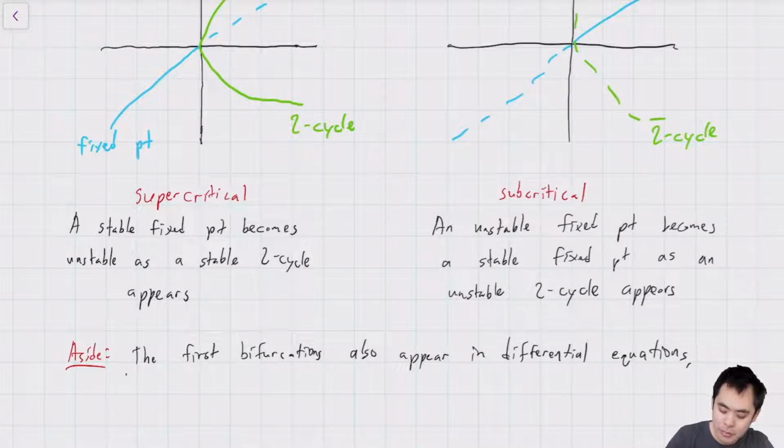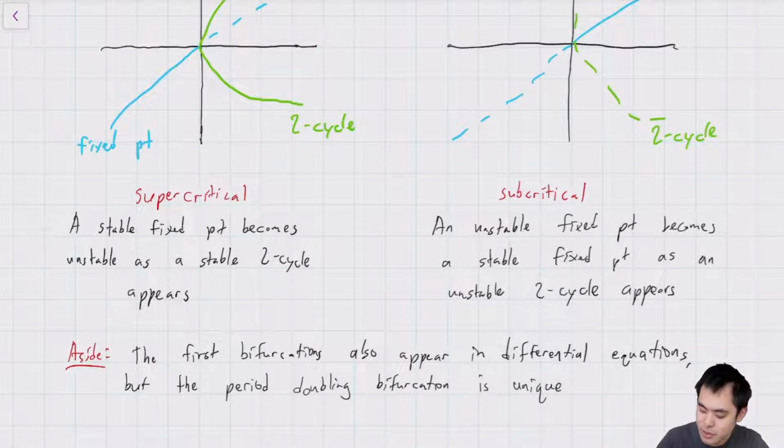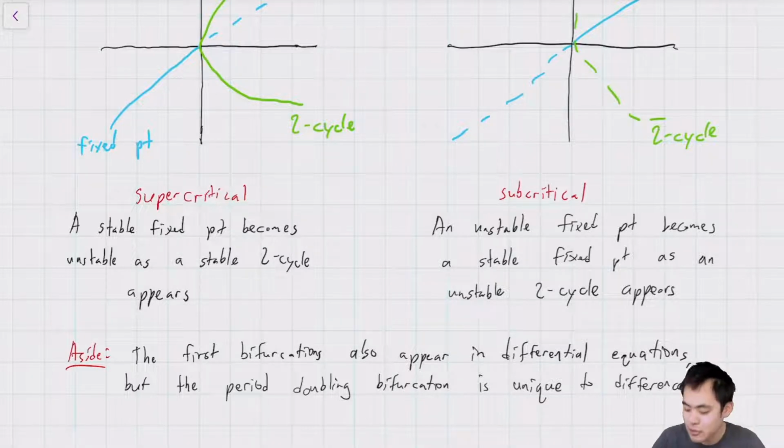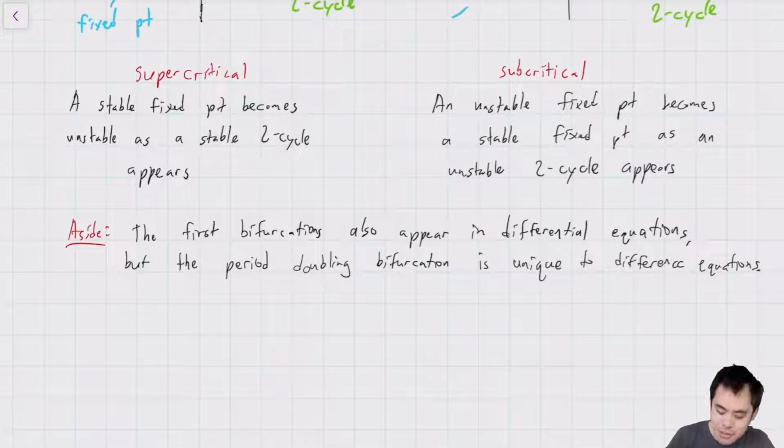But the period doubling bifurcation is unique to difference equations, because you need to have a discrete period for this to make sense the way we've defined it. So there are a couple different examples. I'm going to start with one of the easier ones, one of the ones we've already covered.